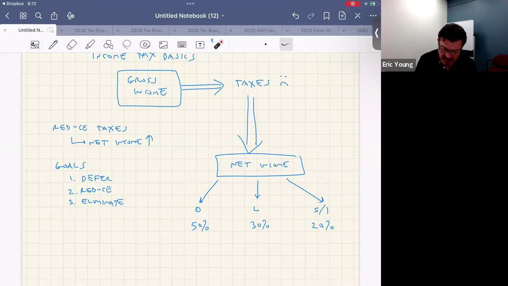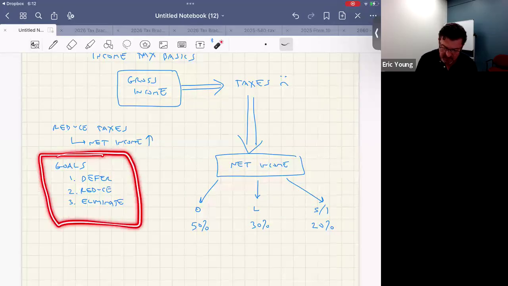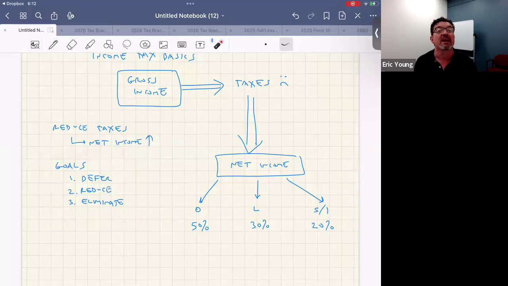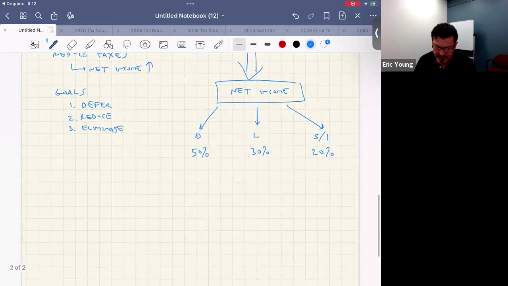Therefore, we're going to look for ways to legally defer, reduce, and eliminate taxes, thus increasing our cash flow, reducing what we pay to the government, and keeping more for current us and future us. Okay? So that's kind of a top level thing.